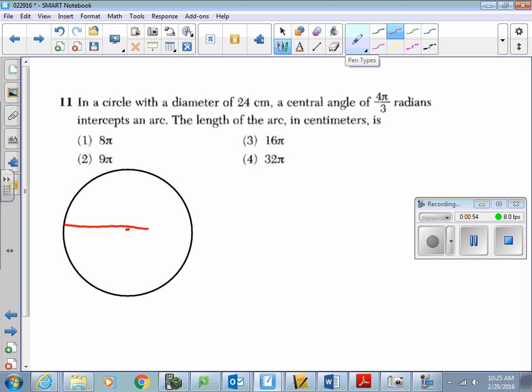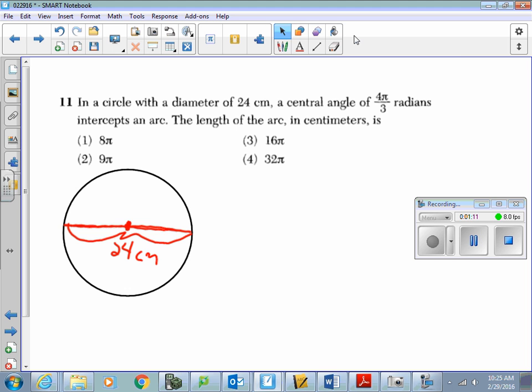So in this circle, it says the diameter is 24. So remember, diameter is talking about the entire length of a line that goes through the center point. Remember, it has to go through the center point to be a diameter. That's 24 centimeters. Now they bring up something else with a central angle. A central angle means that the angle would be coming out of the center point. So our initial side would be here.